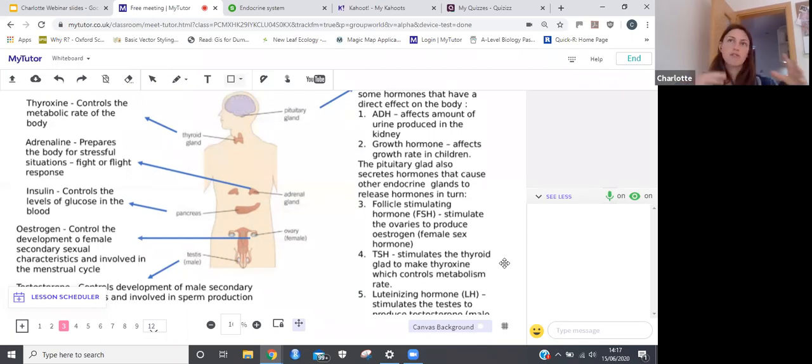But from this, I'm hoping that you'll gain a general understanding of where the different glands are in the body and the sort of hormones that they produce and what they do within the body. So you've got some good understanding of the sort of reactions and processes in the body that are controlled by hormones.